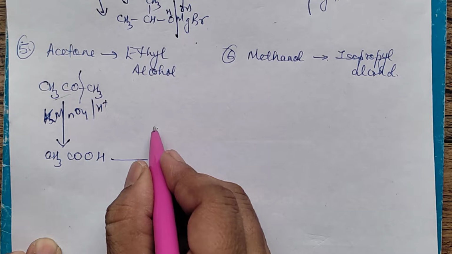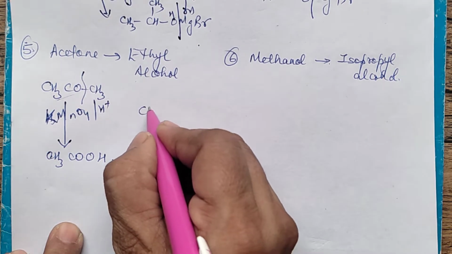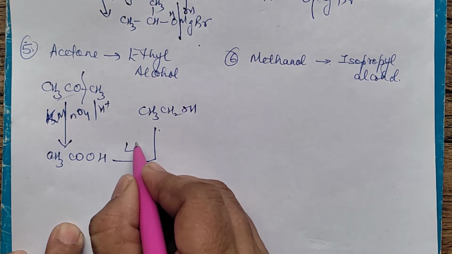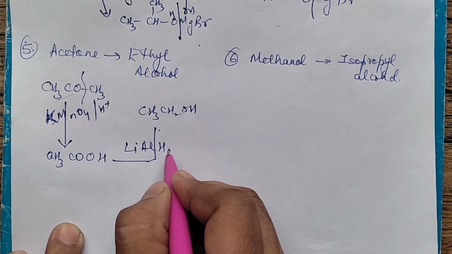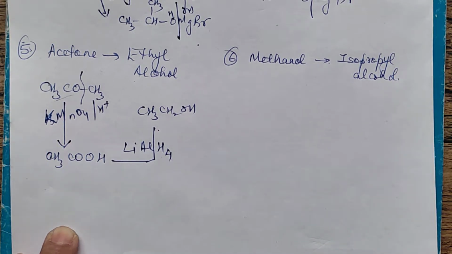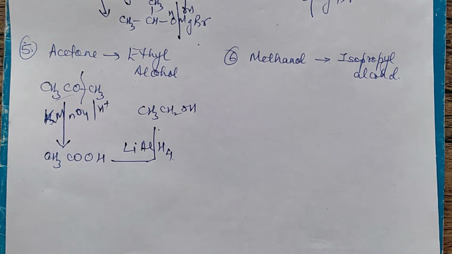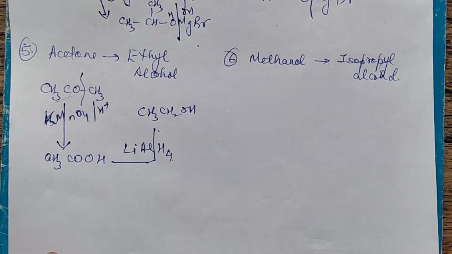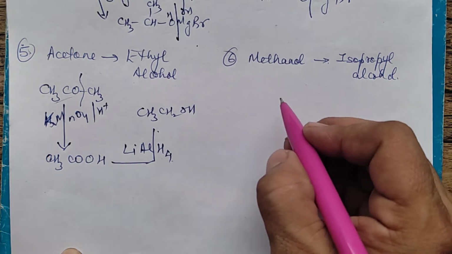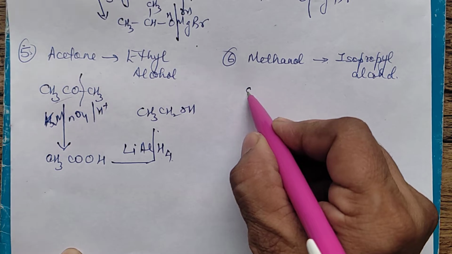And from acetic acid, what you want is same number of carbon atom alcohol. That means you are basically reducing it. Ethyl alcohol can be prepared by using lithium aluminium hydride. So 1 carbon atom you are decreasing. So this can be done. First you oxidize acetone to acid, and then acid say reduction you have to carry out, you can get alcohol. Now methanol to isopropyl. Methanol. What is methanol?